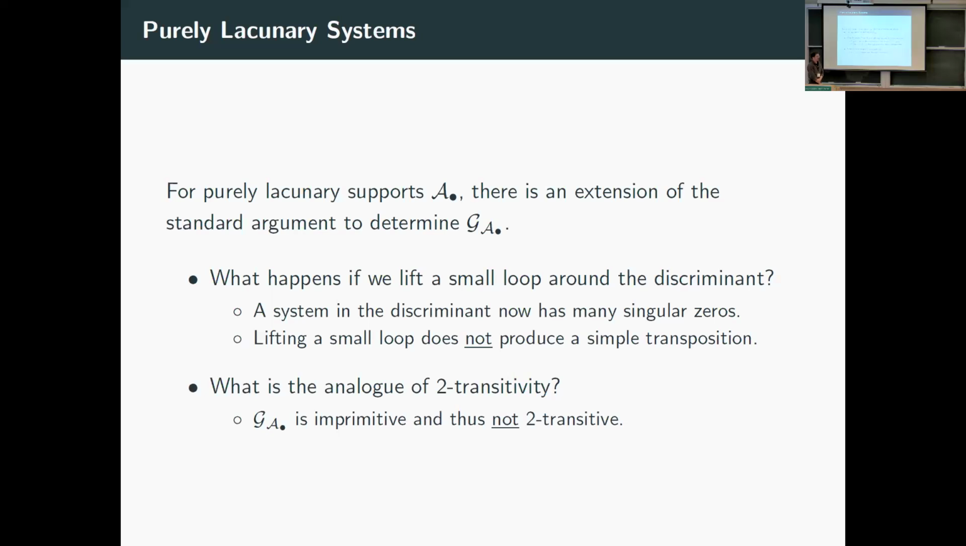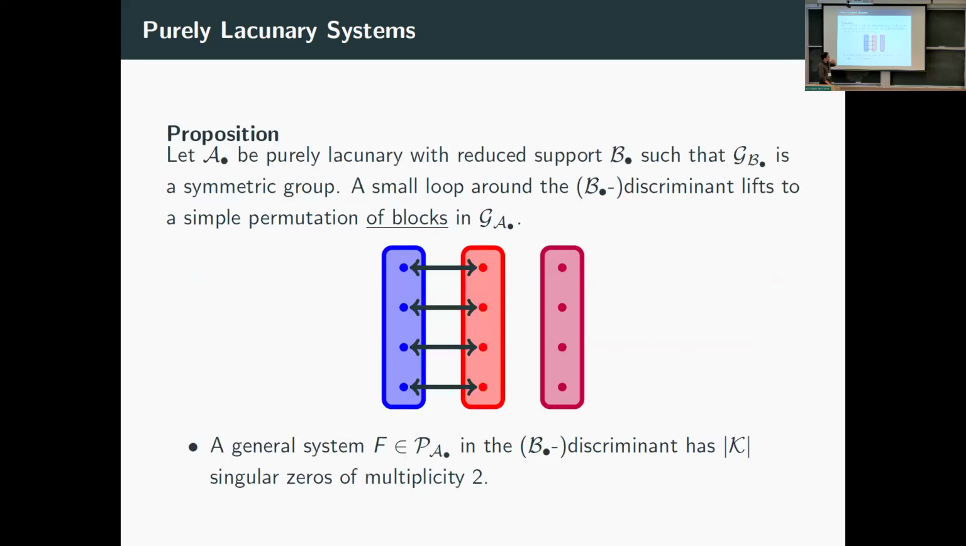I will say that it turns out this first one is actually very easy to solve. Instead of having this one simple zero that splits into 2, you get one simple transposition, we now get several transpositions. And so if you have a purely lacunary system, a small loop around the discriminant now actually just gives you a simple transposition of your blocks. Okay, so it works out almost exactly how you would expect that it should.